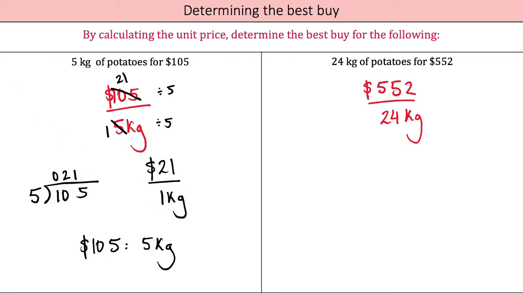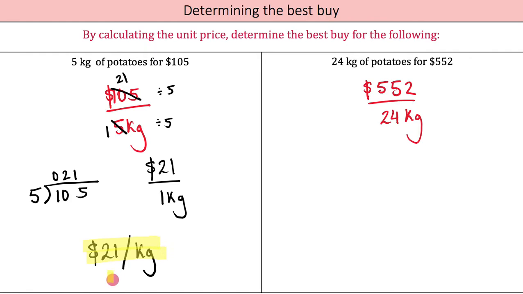Let me just tidy this up a bit. Everything is just a bit all over the place at the moment. So this right here would be 21 over 1 kilo. So that means my unit price is going to be $21 a kilo. $21 a kilo. Let's highlight that.